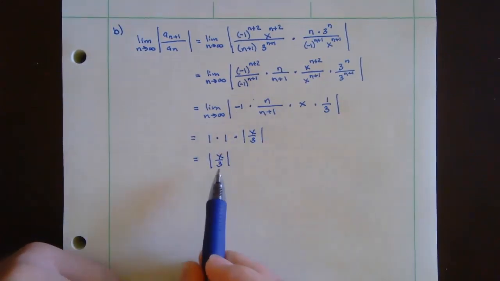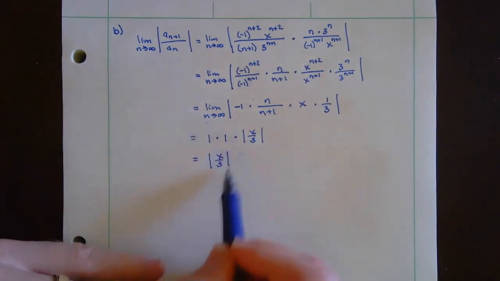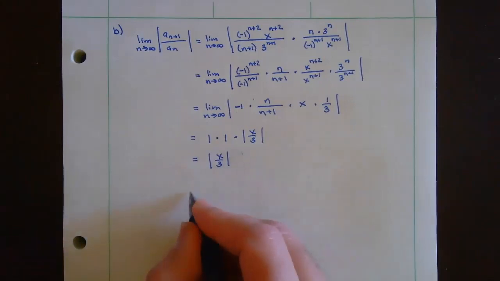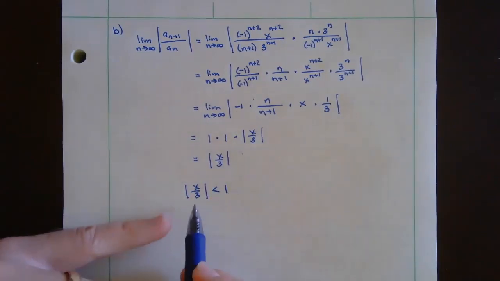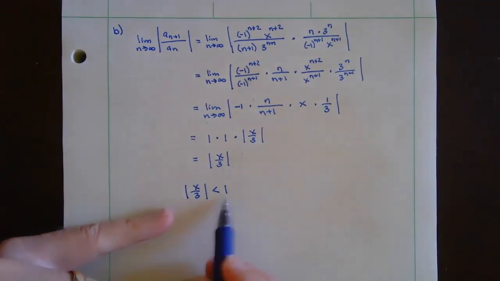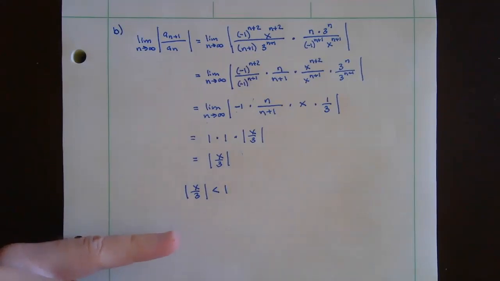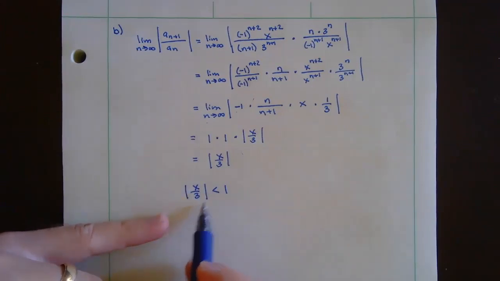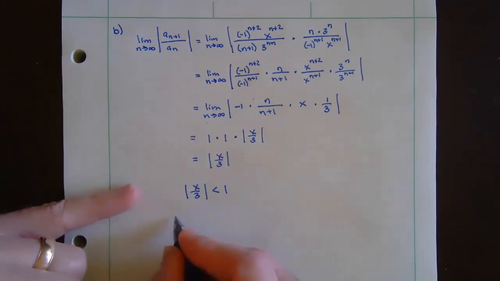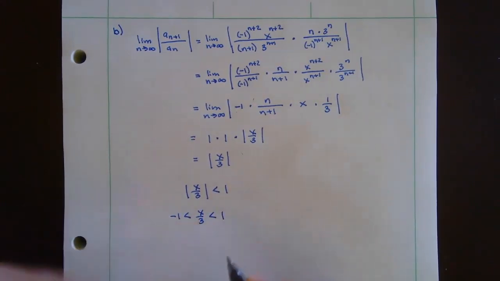Okay, now when does this converge? It converges absolutely when you do the ratio test and this comes out to be less than 1. So what we have is the absolute value of x over 3 is less than 1, right? Okay, so now, what does this mean? My radius of convergence is, well, it's not 1 here. This means the absolute value of x over 3 is less than 1, so it has to be between -1 and 1. So -1 is less than x over 3, which is less than 1.